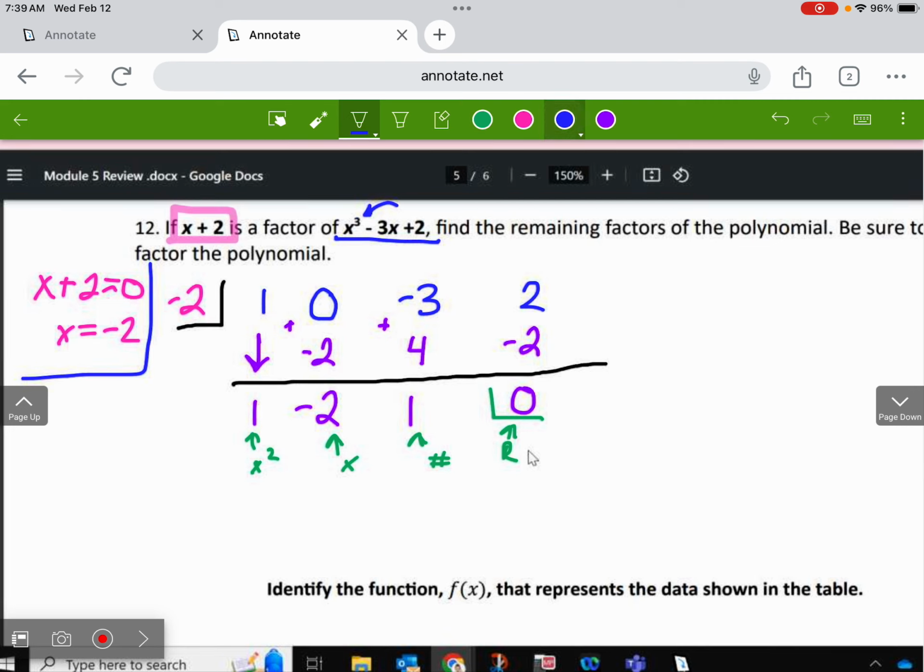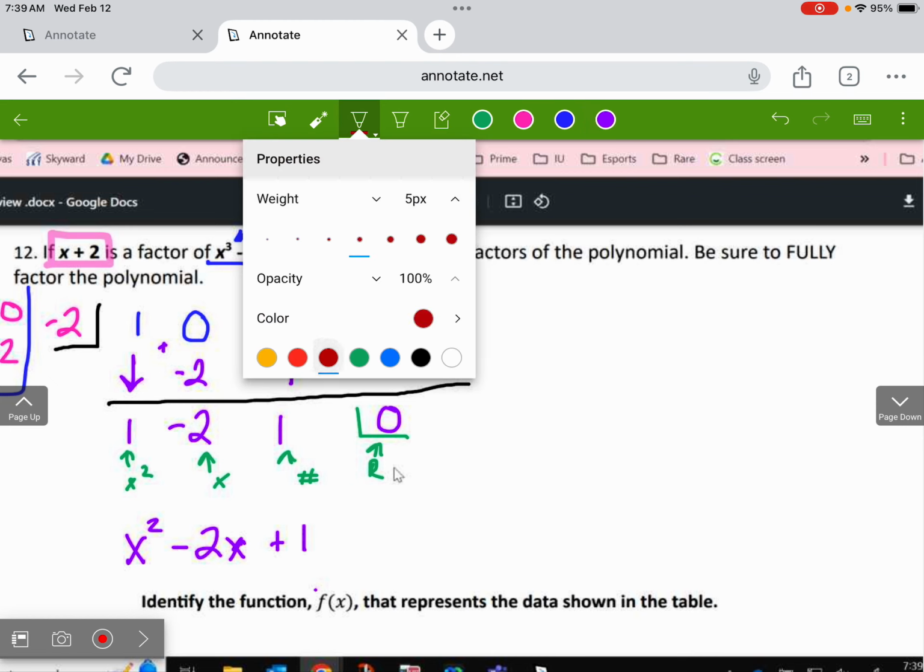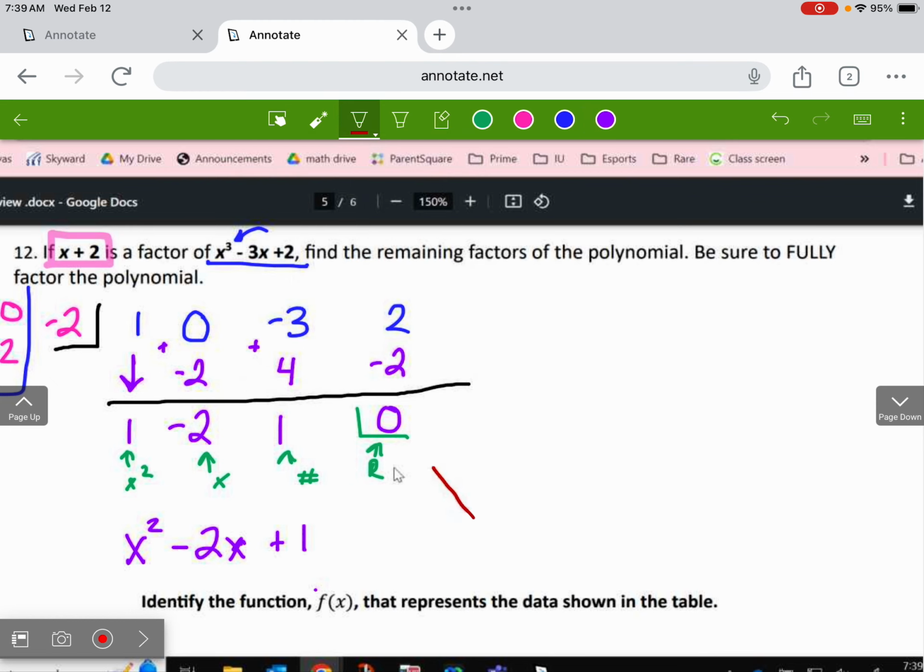Cool. So I'm going to write this into its quadratic form. So we have our 1x squared minus 2x's, and we have a positive 1 at the end. So this is our quadratic form of what's left over. But that's not finding all the factors yet. I need to see if we can factor that thing. You can use the box, you can factor by grouping, whatever technique you like. But we're going to factor that bit.